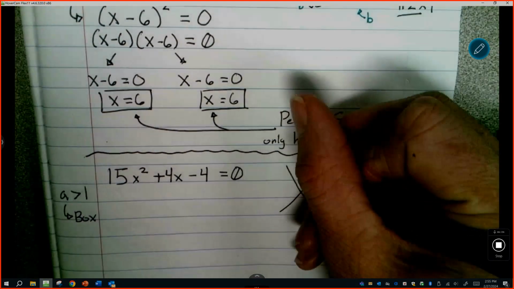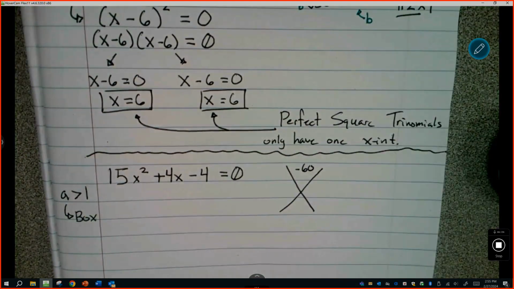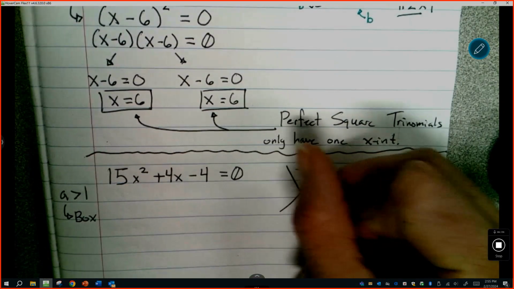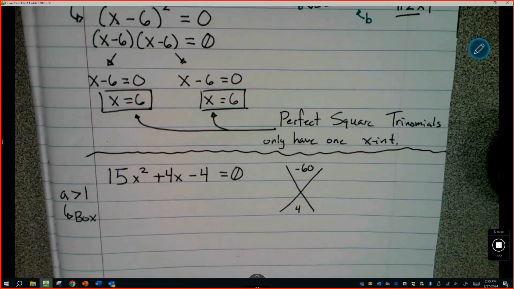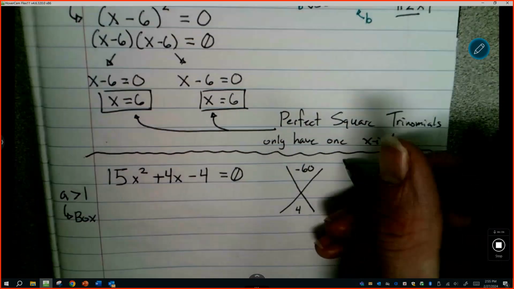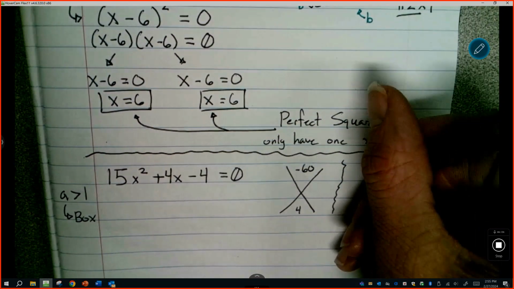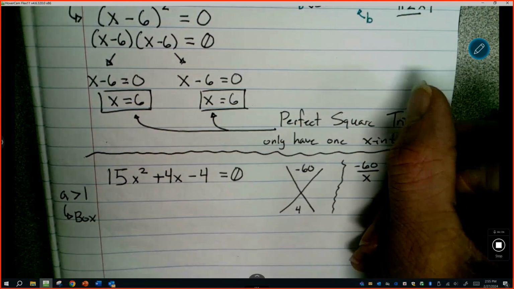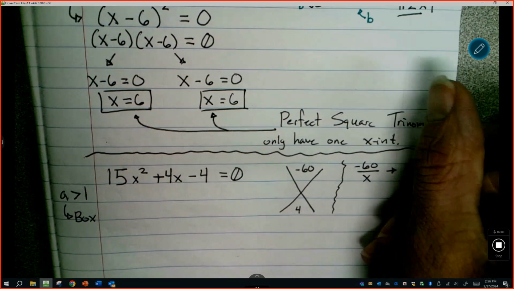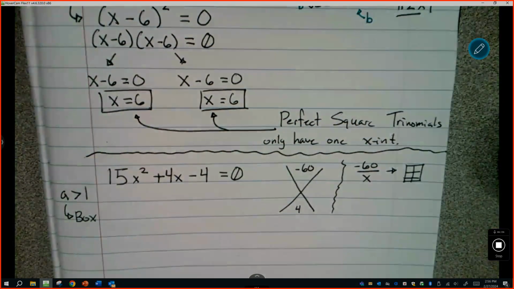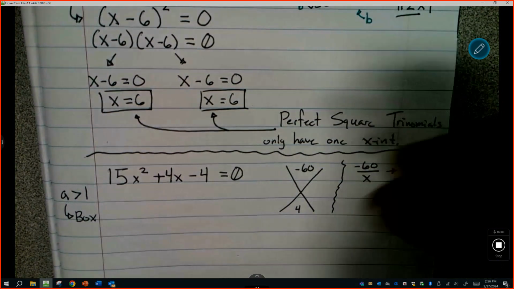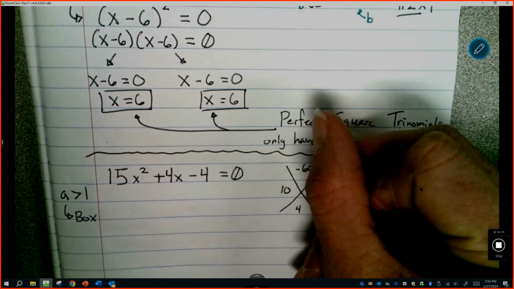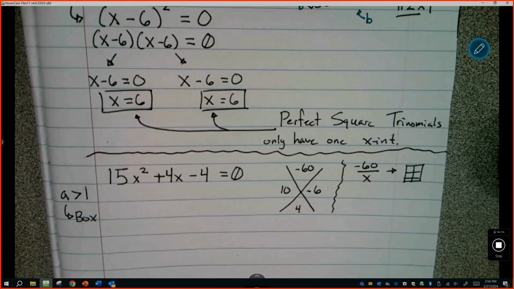15 times negative 4 is negative 60. 4 goes at the bottom. Now take a moment, especially if you struggle with this, and think, what are the two numbers that multiply to negative 60 and add to 4? And again, if you need to use a strategy like taking your top number, dividing it by x, and turning that into a table, that might help you get a consistent way of finding the answer. Hopefully, you thought of 10 and negative 6. Those are my two factors.